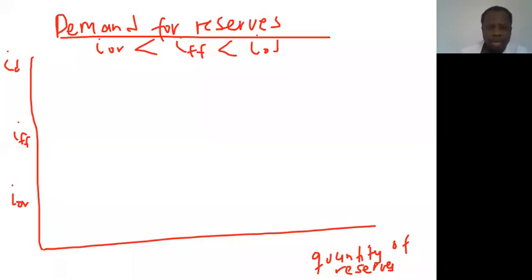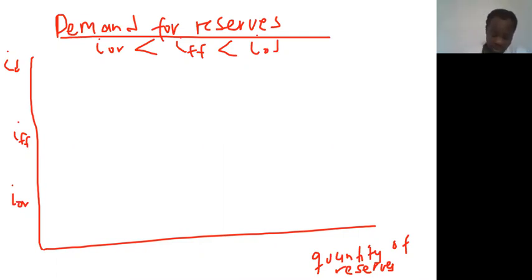It's very important. Okay, so we are now going to look at the demand for reserves. So we are going to draw the curves. So we are looking at the situation whereby the interest on reserves is less than the federal fund rate, and the federal fund rate is also less than the discount rate, so the ID.